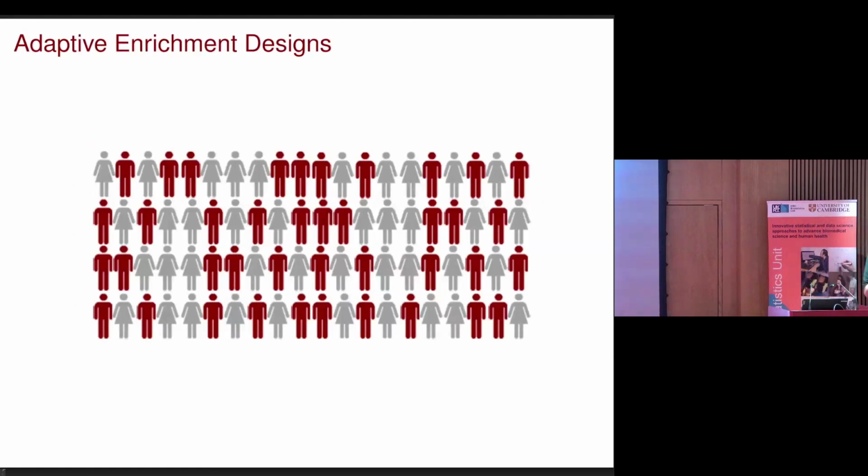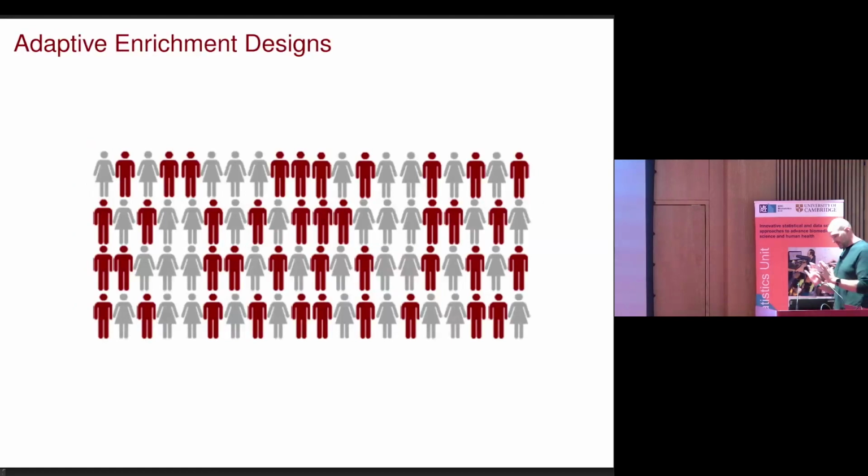We can also go down a personalized medicine route through adaptive enrichment designs. So here, my population is comprised of males and females. Think about biomarker positive, biomarker negative patient groups. And at the onset, I might think my treatment could be helpful for everyone, but I fear that it might only work for one of the 2 groups.